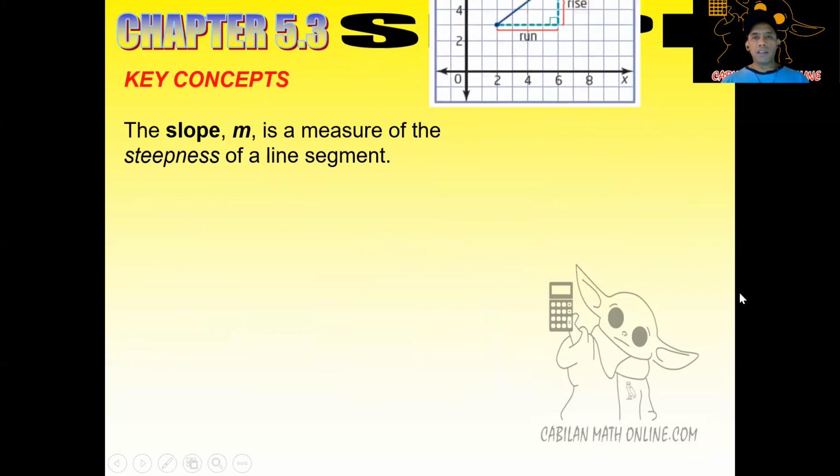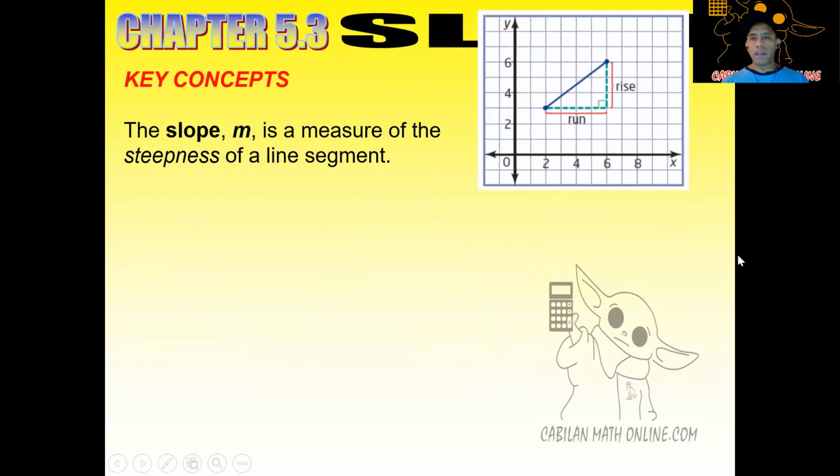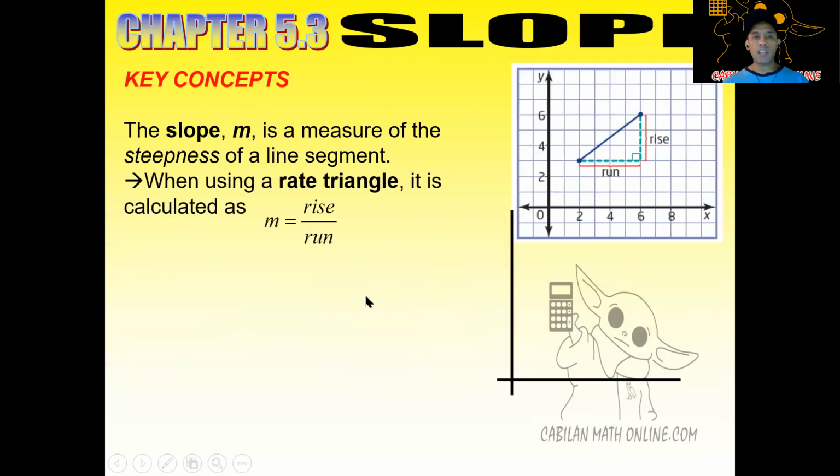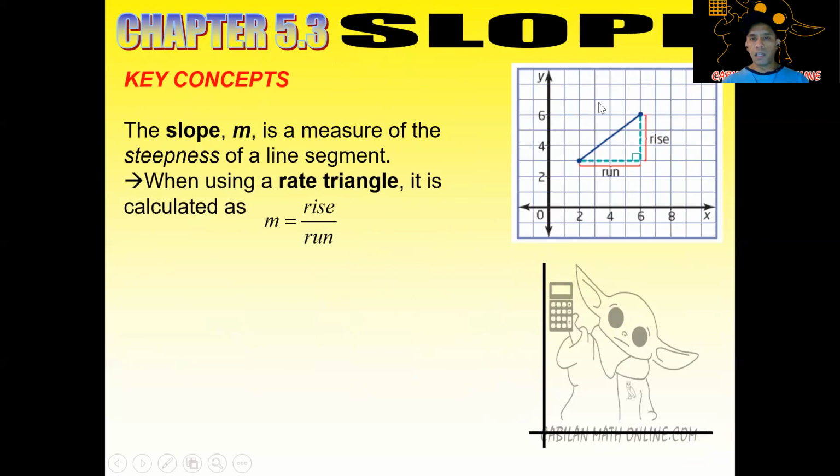And the way you calculate that, as you can see in the diagram, is using the first slope formula you're going to learn in this chapter, which is going to be rise over run. Now, if you take a look at the diagram in the top right-hand corner, what rise refers to is the distance going up and down, and the run refers to the fact you are looking at the distance going from left to right based on the drawing of what's called a rate triangle.